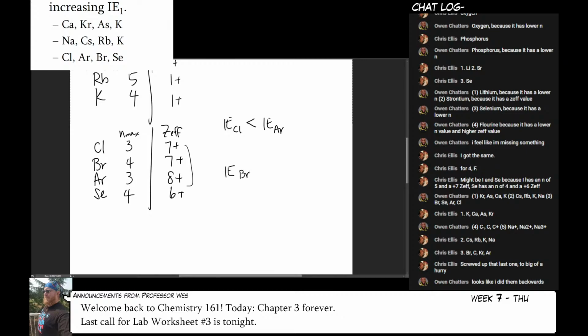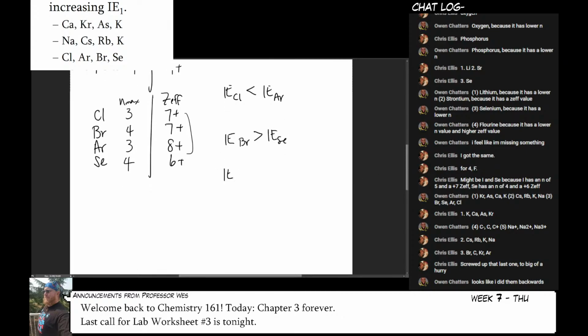And I could do the same thing between bromine and selenium, right? They're both in period 4. They have an N max of 4, but bromine has a higher Z effective than selenium, so this must also be true. And then I also know that if I compare the two that have Z effective of 7, this must be true, because N max equals 3 is a higher ionization energy than N max equals 4.